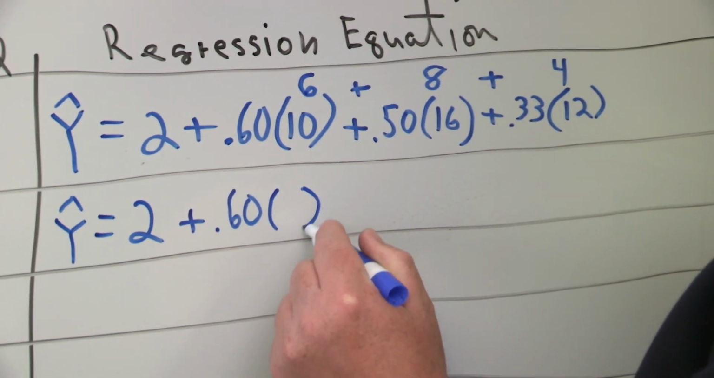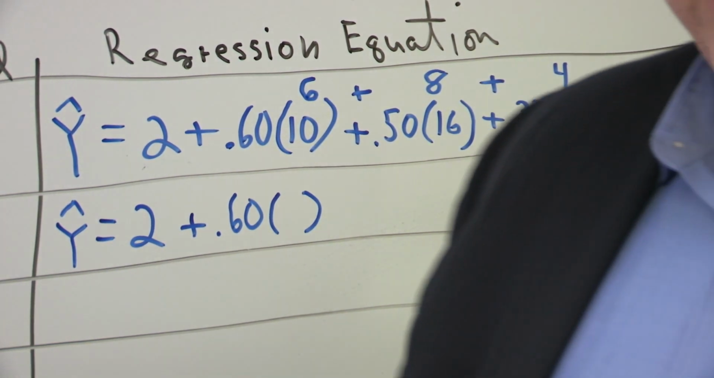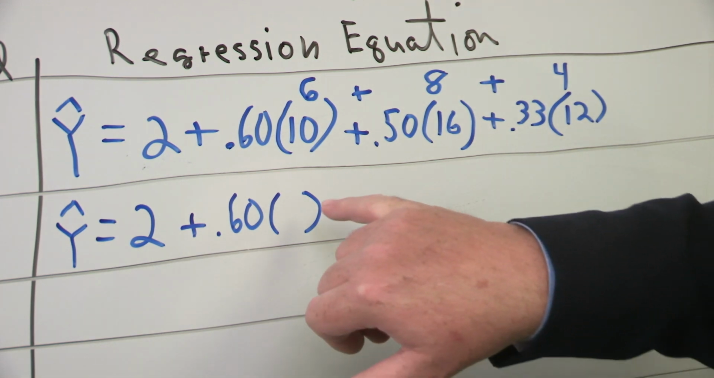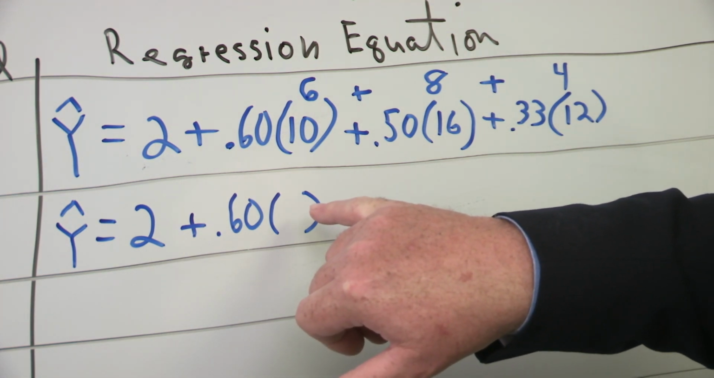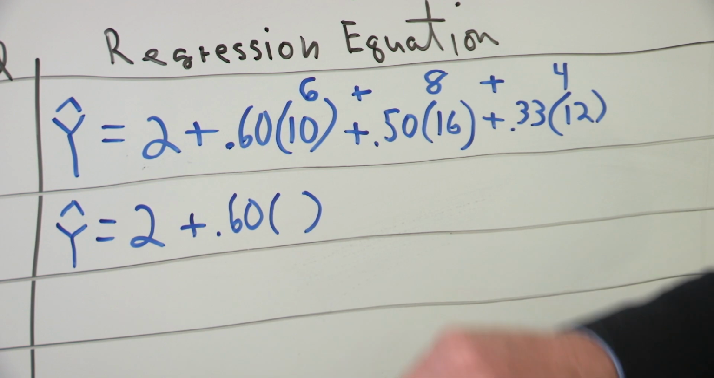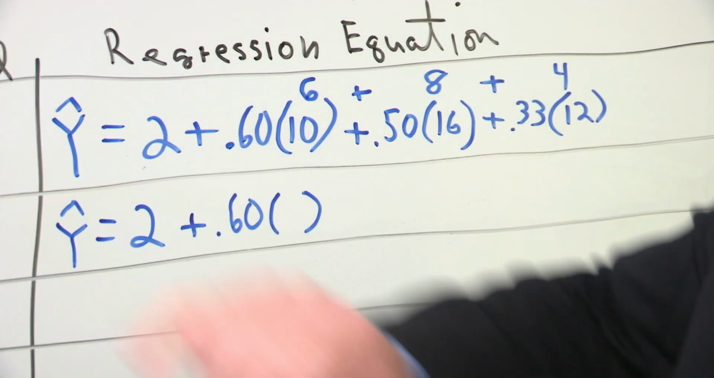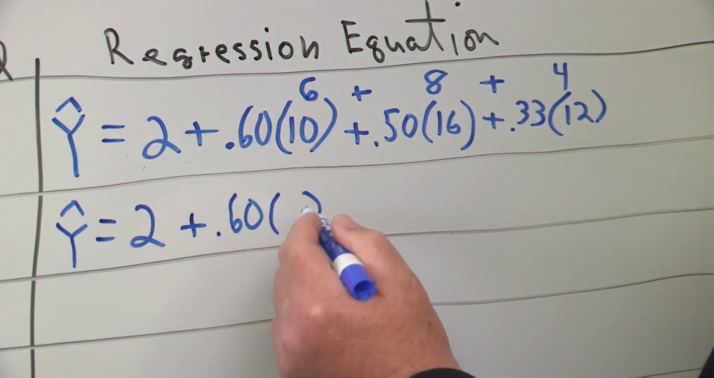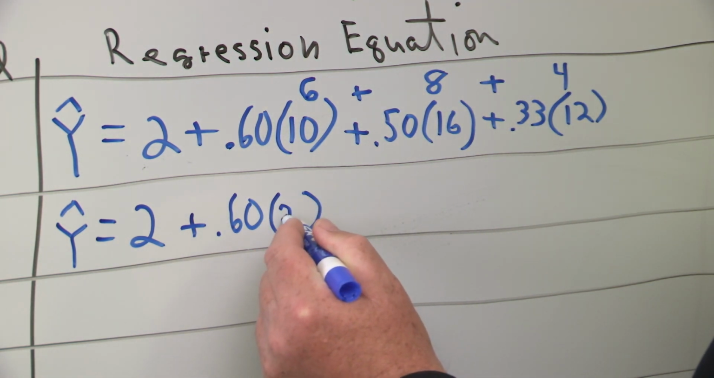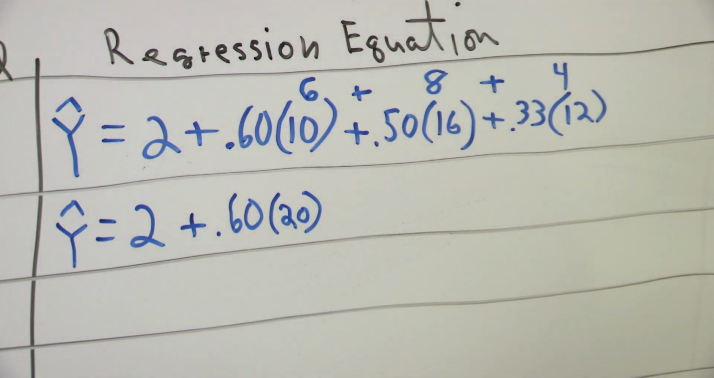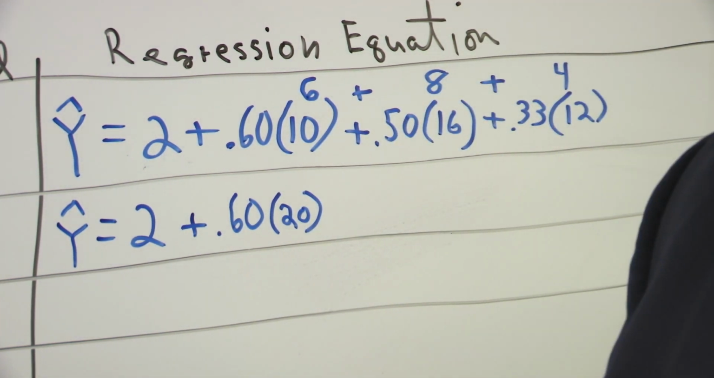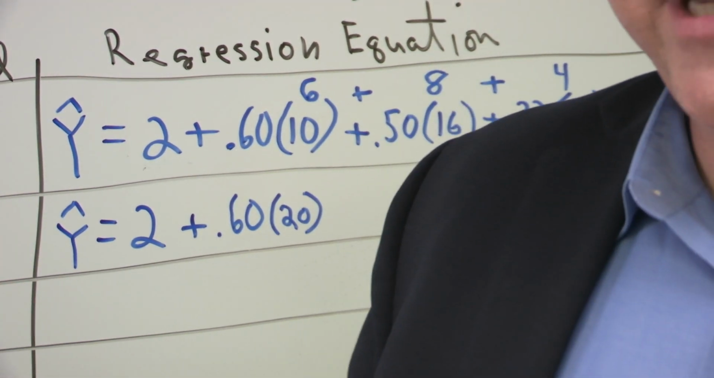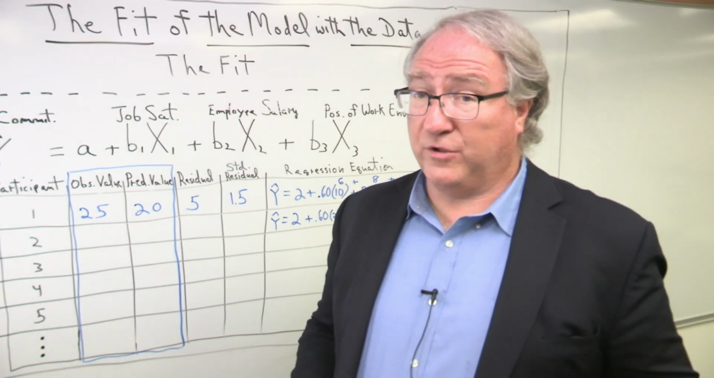Now for participant 2, after they handed in their measures and were scored by the researcher, we find that the score that they got on the job satisfaction measure was 20. Now, if you remember, that was the highest possible score on the job satisfaction measure. So this is someone who was very satisfied with their job.